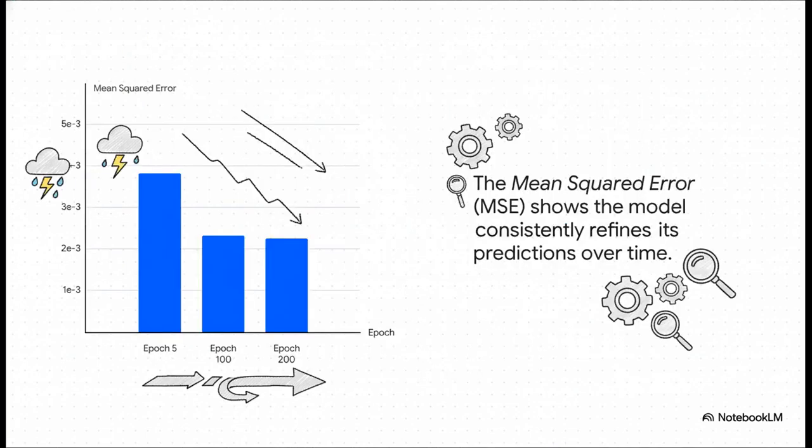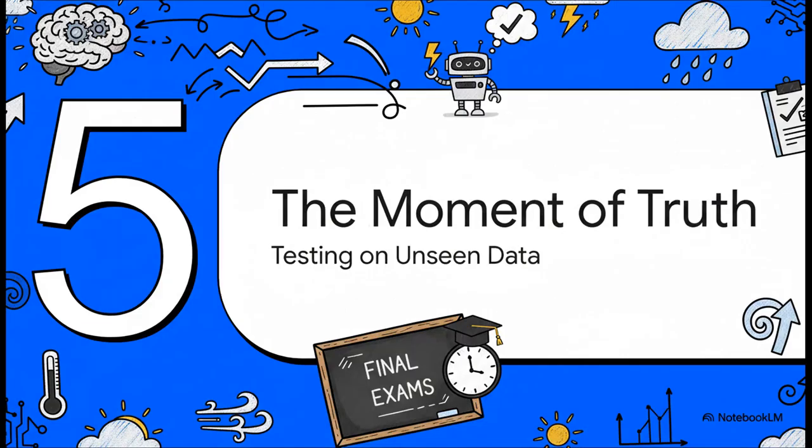Let's put some numbers to that. After only 5 training runs, its error rate is already teeny tiny. By the 100th run, it's even smaller. And by the end, at 200 epochs, the error is a minuscule 0.00226. It's not just learning, it's refining its skills, getting better and better with every single pass. Okay, the training montage is over. Our AI has studied, it has practiced, and now it's time for the final exam.